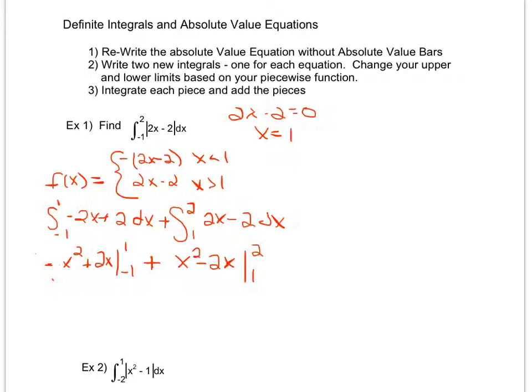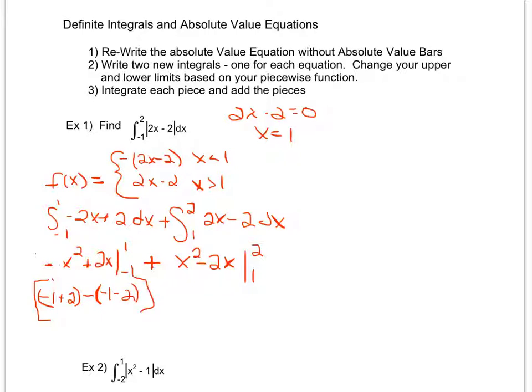And now I'm going to do top minus bottom using the fundamental theorem of calculus and add my two answers together. So when I plug 1 in, I get negative 1 plus 2, minus my bottom function, negative 1, which is still going to give me negative 1, but now minus 2.